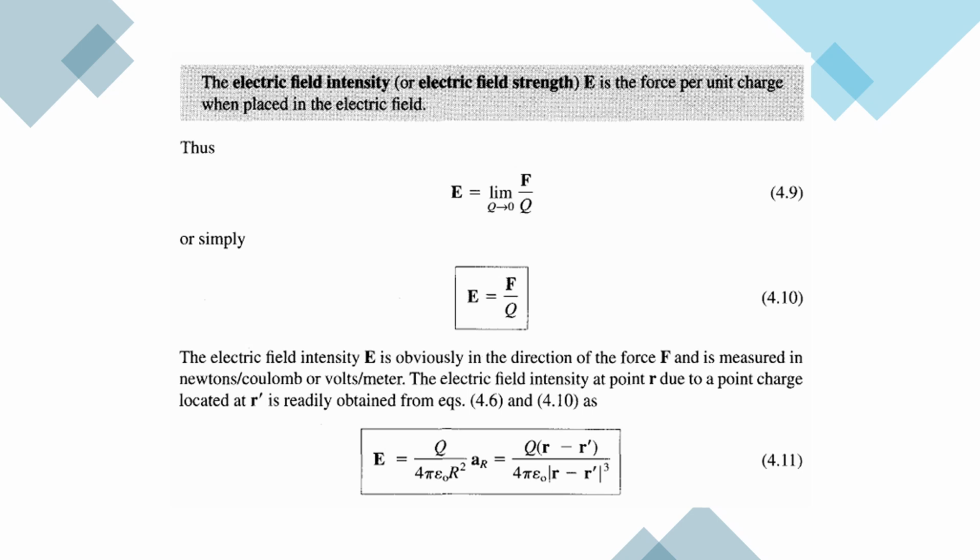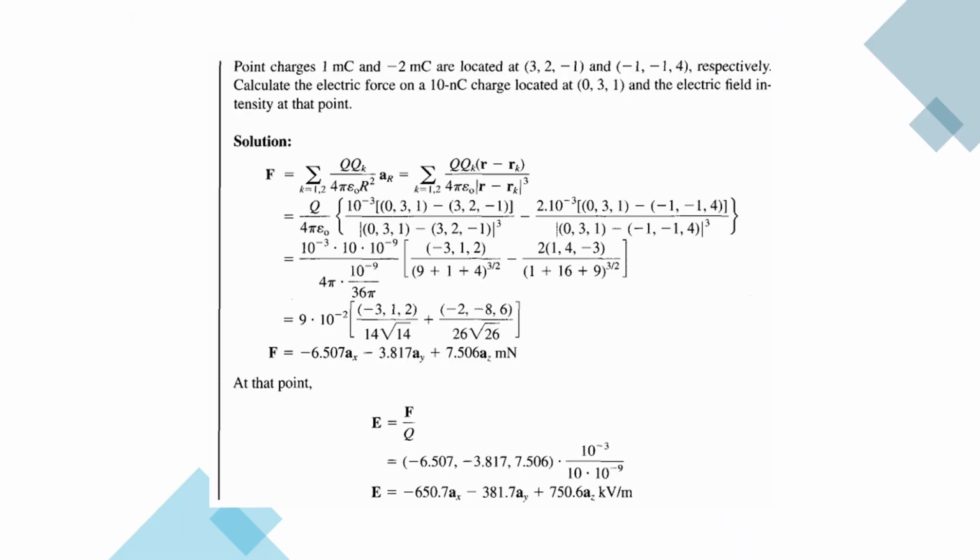And similarly, the field intensity E can be found as F by Q. So electric field intensity E is the force per unit charge when placed in the electric field. This is very similar to the gravitational acceleration g, having the value 9.8 meter per second square. So how can you find it? E can be found as kq by r square, or in the vector form kq divided by r square times the unit vector along the radial direction, a_r, where exactly you want to find the electric field due to the charge.